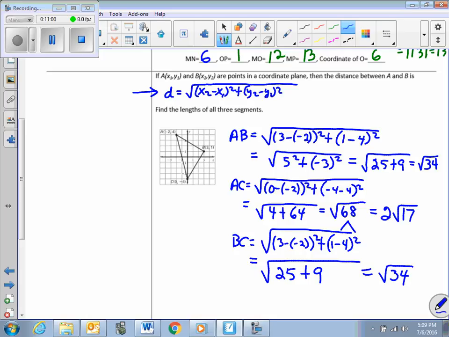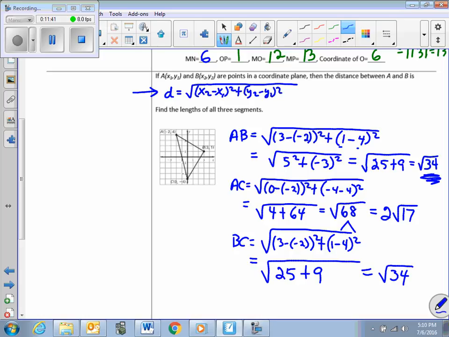So to find the length of AB, I take x sub 2, which is 3, subtract x sub 1, which is negative 2, so 3 minus negative 2 squared, and that's going to give me 5 squared. Then y sub 2 is 1, y sub 1 is 4, so 1 minus 4 squared gives me negative 3 squared, which gives me 9. So when I simplify this, I get the square root of 34, and I cannot simplify that. I must simplify all radicals that can be simplified. This one cannot because there's no perfect square factors in 34.